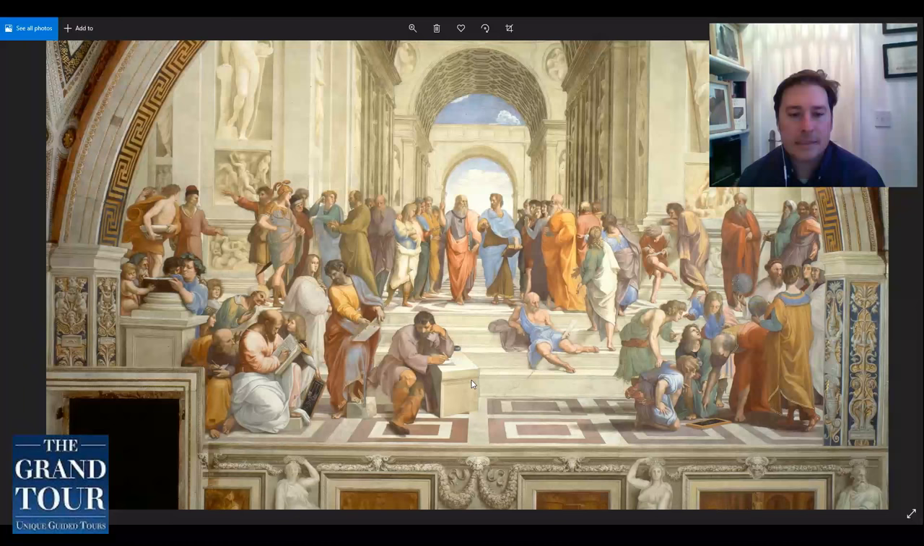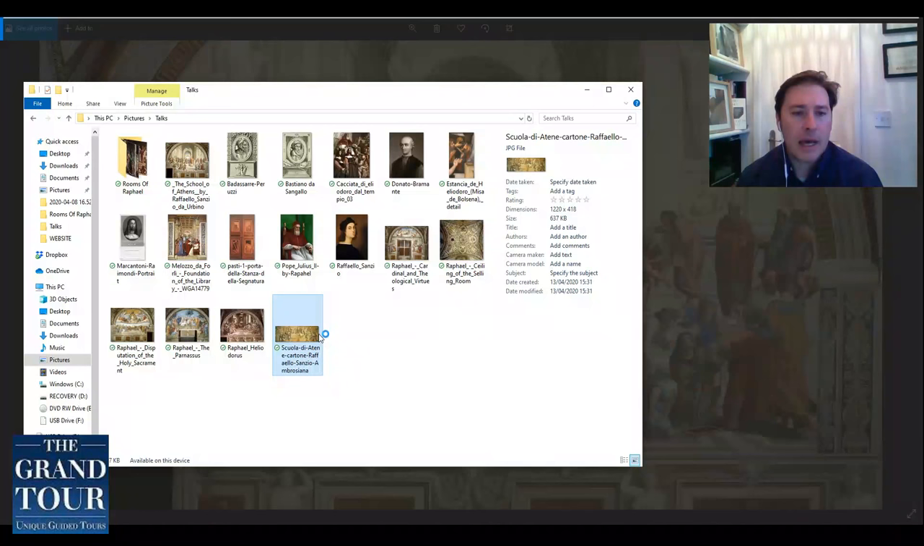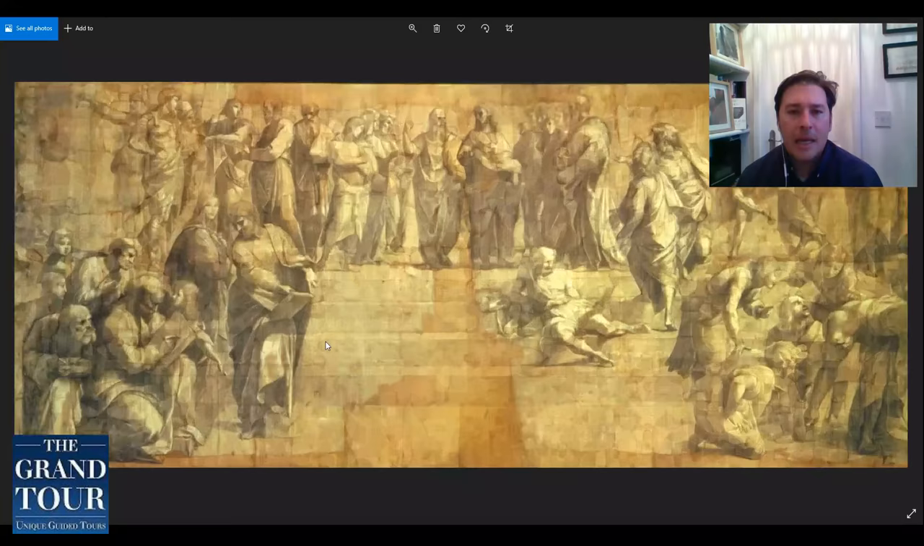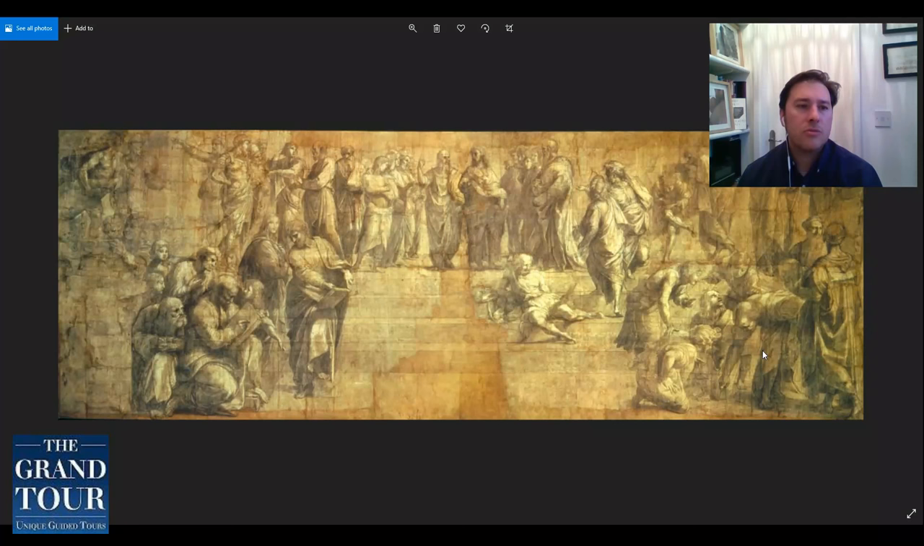This is a great masterpiece, for which we're also so lucky to have a cartoon. The cartoon is basically a model, a drawing that the artist made in preparation for the execution of the painting. Now, we know that most of them are lost. This is one of the very rare ones. And we see that here there's a conception, basically, of the figures.